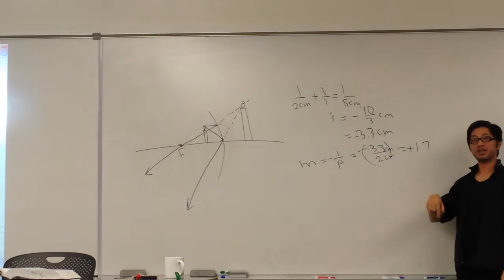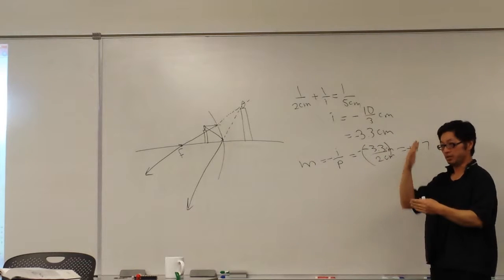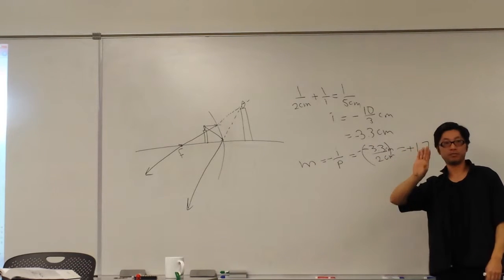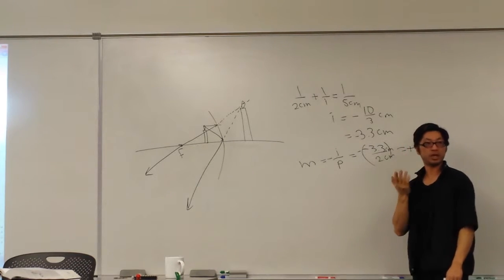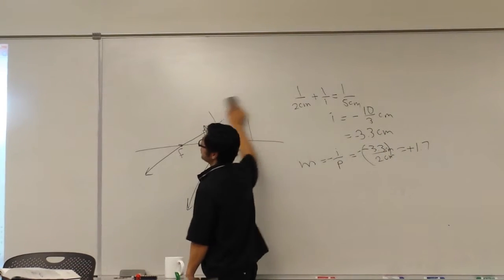If you got a negative magnification, you got an inverted image. And so if you were to actually look at an image, not only would it invert vertically, it would also mirror sideways, horizontally as well. So everything would be flipped in all directions.